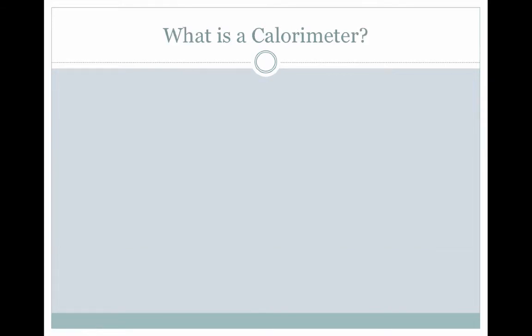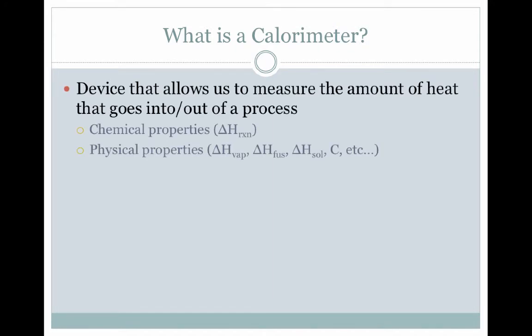So let's move on to the main topic here then. What is a calorimeter? Well, basically it's a device that allows us to measure the amount of heat that goes into or out of some sort of process. Calorimeters come in a lot of different sizes, shapes, and flavors, which is why I'm being a little bit vague here when I say the word process. We have calorimeters designed to measure things like chemical changes or chemical properties, for example, the delta H of a reaction. We also have other calorimeters that are focusing on more physical properties.